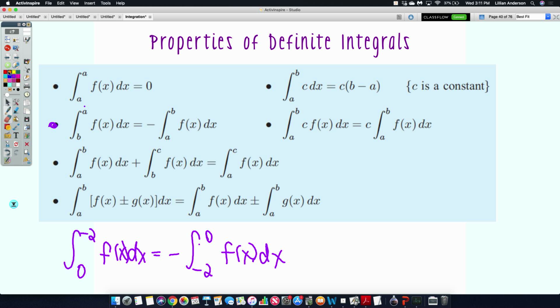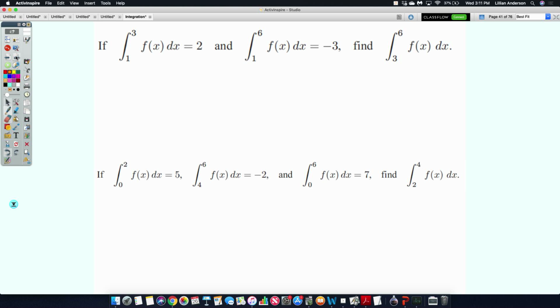Down here, this is nothing but the sum and difference rule. You have a function plus another function. You just evaluate the bounds for both after you take the antiderivative. The constant rule, and then, of course, the constant multiple rule. Again, those same rules from before apply, it's just now you're evaluating with bounds.